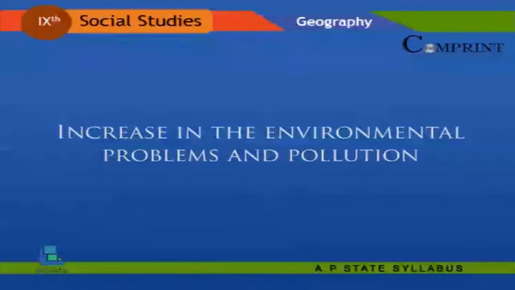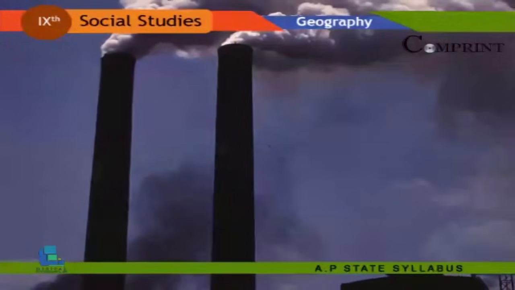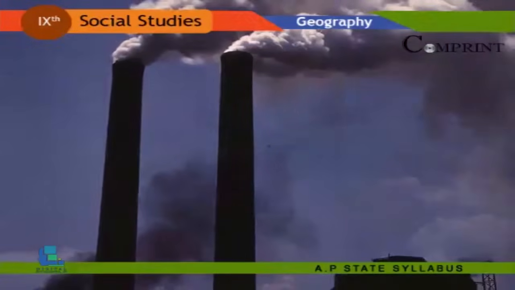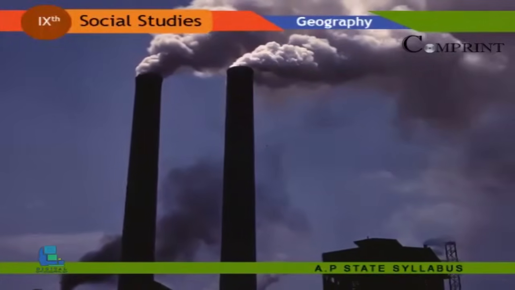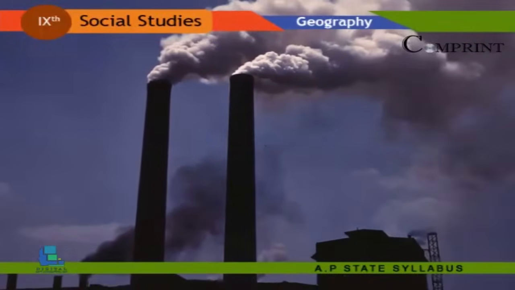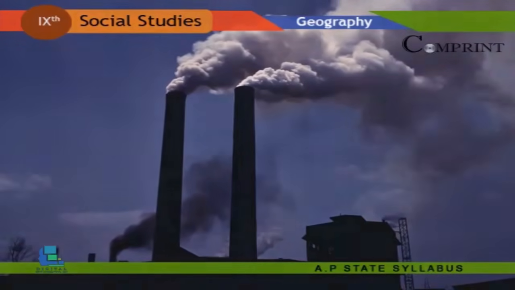Increase in environmental problems and pollution. The production process in industries involves the use of electricity and application of different chemicals. In the course of production, these industries release a lot of other materials. They are causing pollution in the industrial locations.